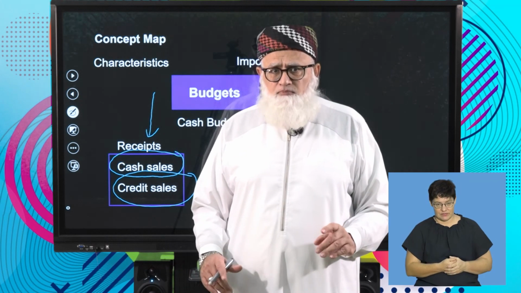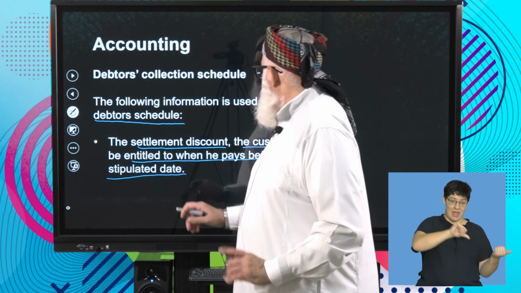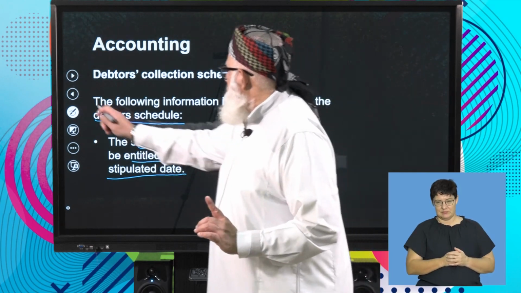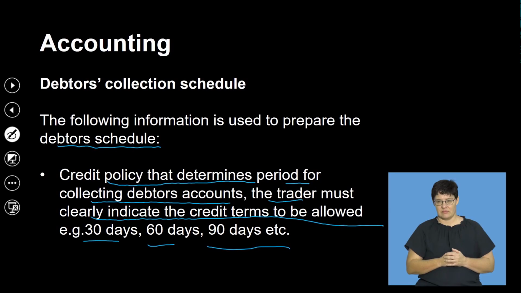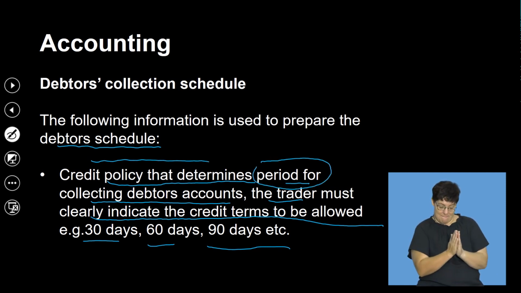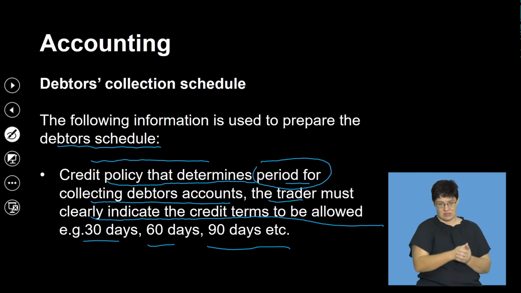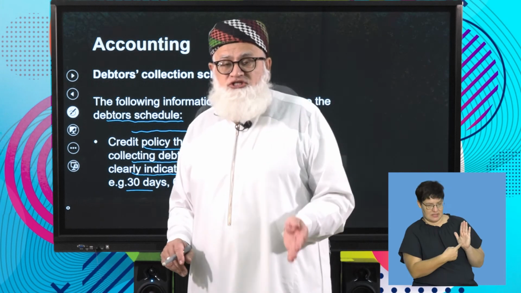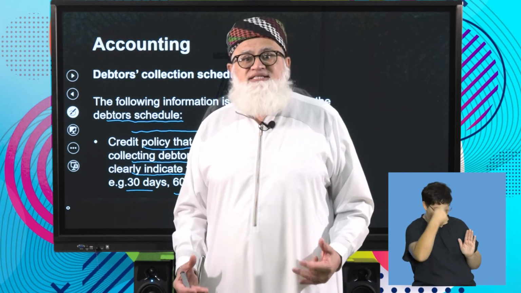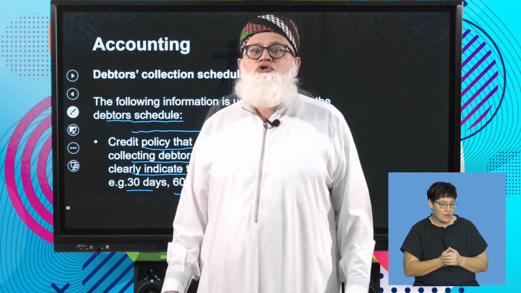Okay. So, having mentioned all of that, what is important, if we can just go back here to see that there was one slide I think we needed to elaborate. This one here. Your credit policy determines the period for collecting debtors' accounts. You have to clearly specify to your debtor.